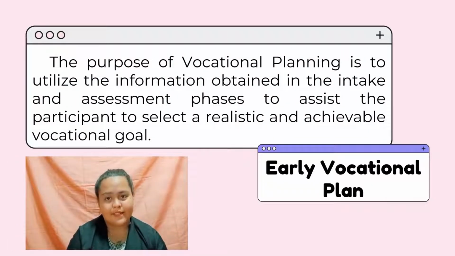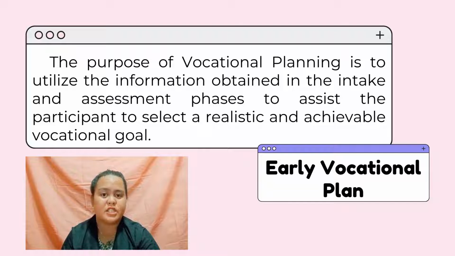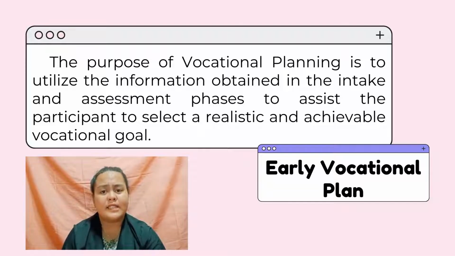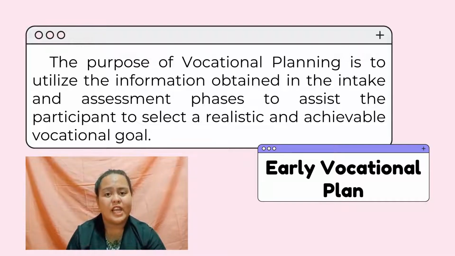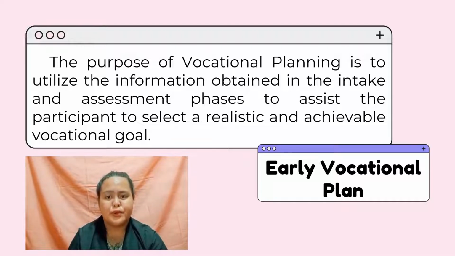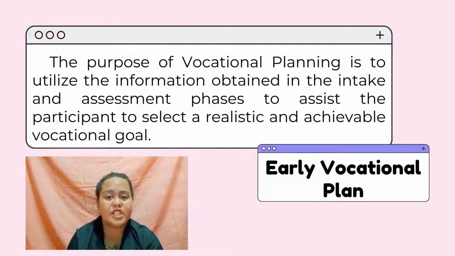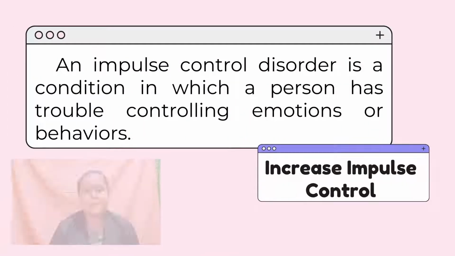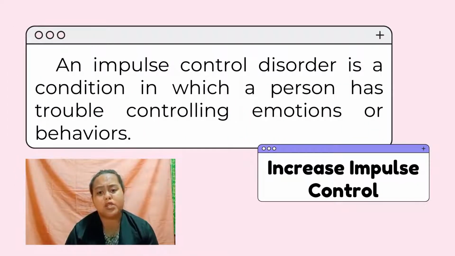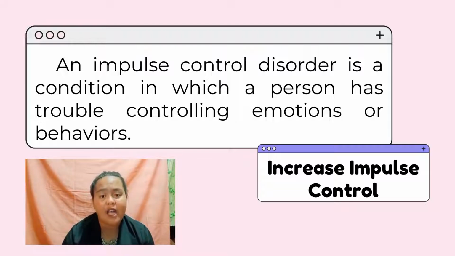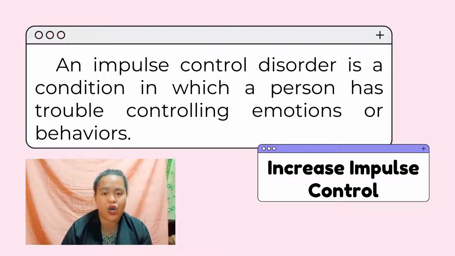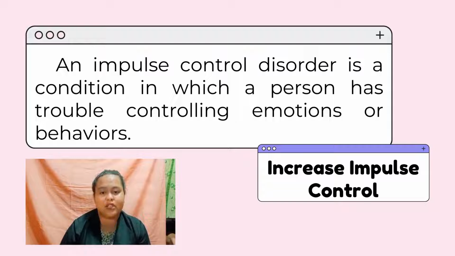Early vocational plan. The purpose of vocational planning is to utilize the information obtained in the intake and assessment phases to assist the participant to select realistic and achievable vocational goals, to identify the services and sequential actions necessary to achieve that goal. Increase impulse control. An impulse control disorder is a condition in which a person has trouble controlling emotions or behaviors. Often that behavior violates the rights of others or conflicts with societal norms and the law.